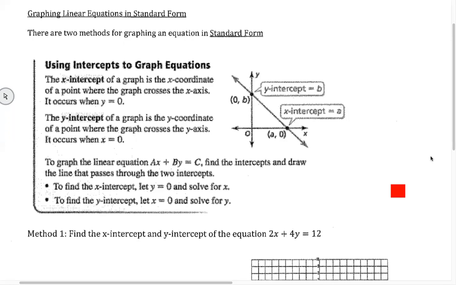Okay, so it says we are going to use intercepts, meaning the points where our lines cross the X and Y axis to graph these lines. Now, if we look at the diagram, it says the y-intercept is 0, b, meaning x is 0 and y is a number. And then the x-intercept is a number comma 0, meaning the y is 0. Okay? So those 2 facts are very important, that for the y-intercept, x is 0, and for the x-intercept, y is 0, and we're going to use that.